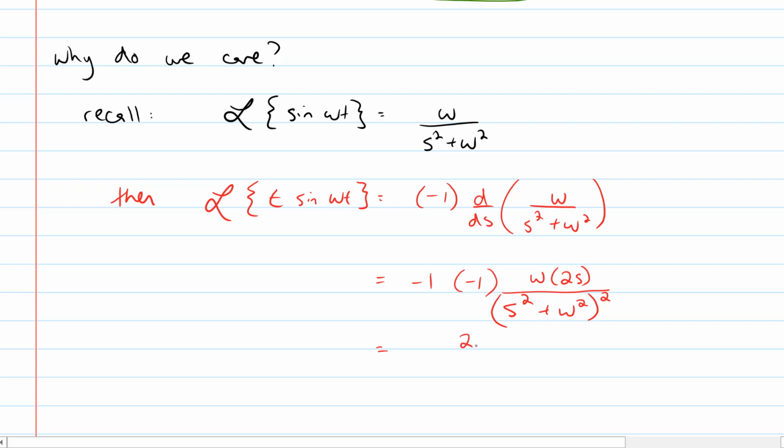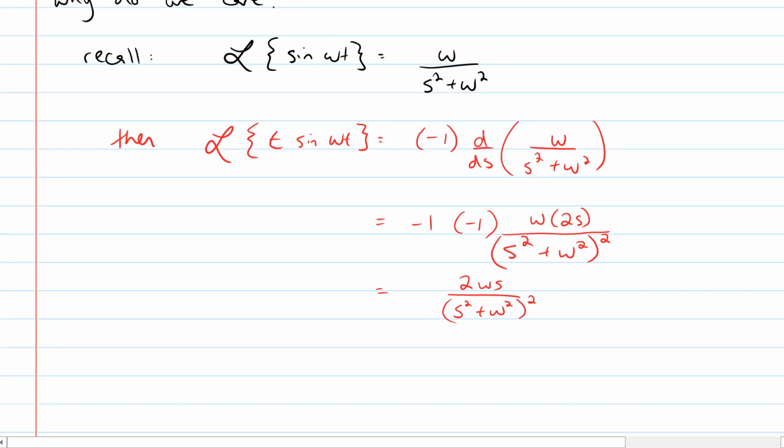And so we get 2 omega s over s squared plus omega squared, and that's one of the formulas that's on your Laplace transforms sheet. But if you wanted to take the Laplace transform of t squared sine omega t, then you just take another derivative, the derivative of what we have on the right-hand side here, to get that.